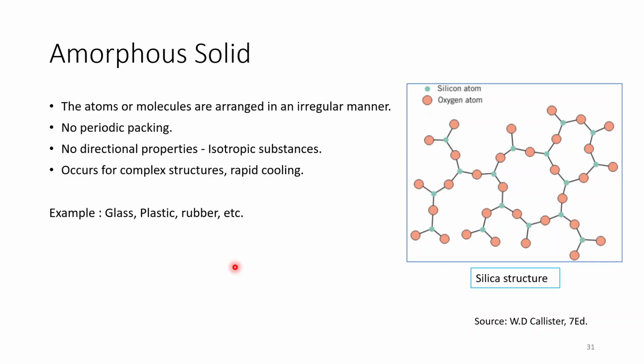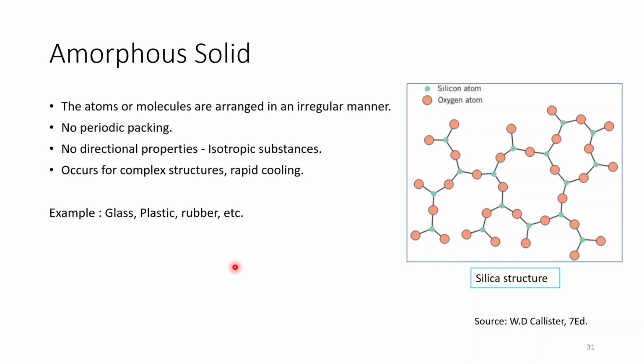Next you have amorphous solid. So the atoms or molecules are arranged in an irregular manner and there won't be any periodic packing, and these have no directional properties and they have isotropic properties. These occur for complex structures and also rapid cooling. So for example, glass, plastic, rubber, etc.